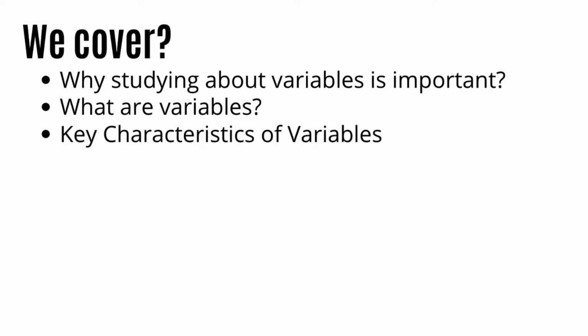Following that, we study the key characteristics of variables, and then we finish up with looking at the different types of variables and understand this with some examples. I will leave you at the end of the video with some information about a good reference that you could use to study more about this topic, or in fact any topic in research methods that is used in psychology and cognitive sciences. So without further ado, let's get on to it.